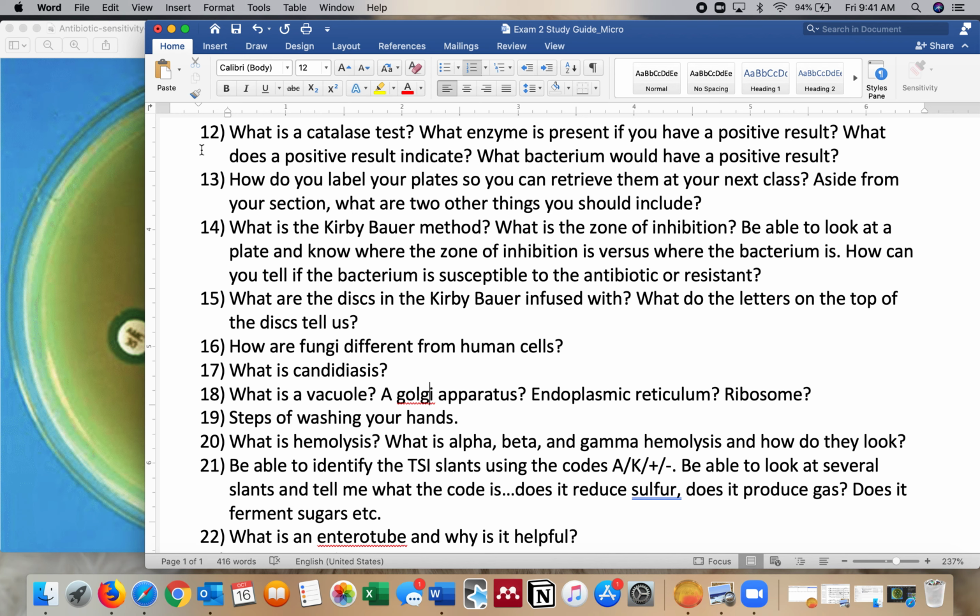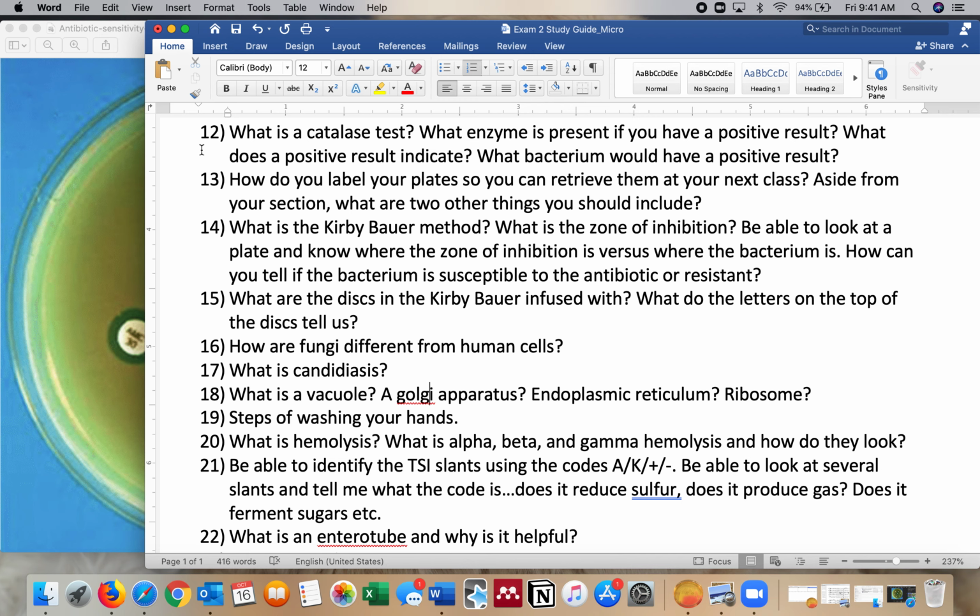Yeah, so what does a positive result indicate? It means that this bacteria has catalase, which can also tell us which bacteria that would be. So I'm going to leave you to figure out which bacterium would have a positive result. If you're lost, look in Lab 8.